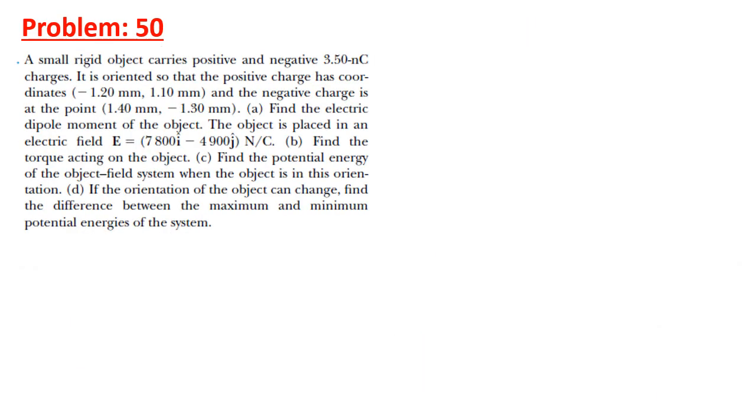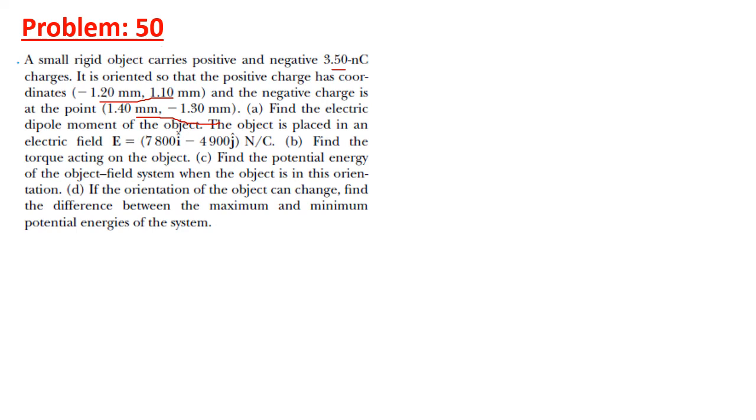Now I'll be solving another problem. This one is given in the exercise. The problem says a small rigid object carries positive and negative 3.5 nanocoulomb charges, which means the magnitude of the charge is the same, and positive and negative tell us that we have a dipole over here. It is oriented so that the positive charge has this coordinate. The positive charge is lying at this position and the negative charge is lying at this position.